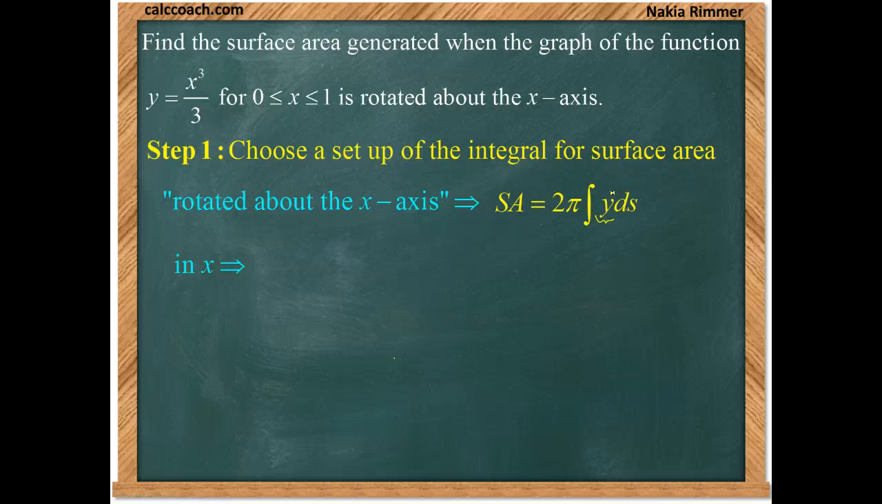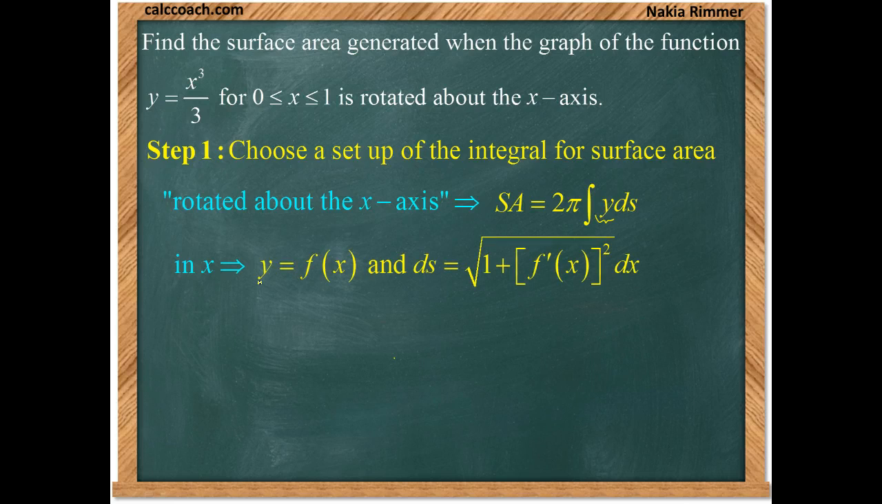The y can't stay as a y. It needs to be changed. So you replace the y by f of x, and then the ds is a part of the arc length, and so it's from the arc length formula, and that's also going to be in x.